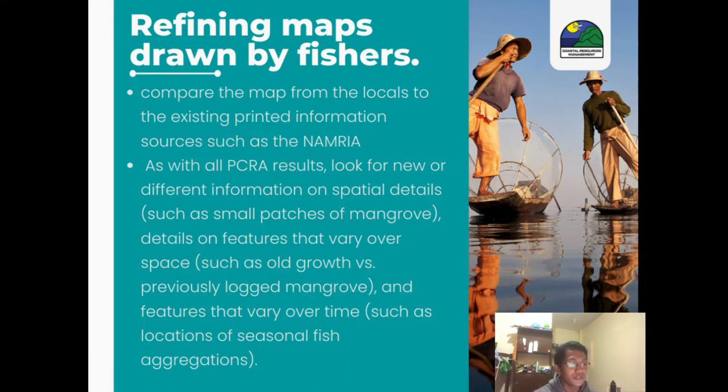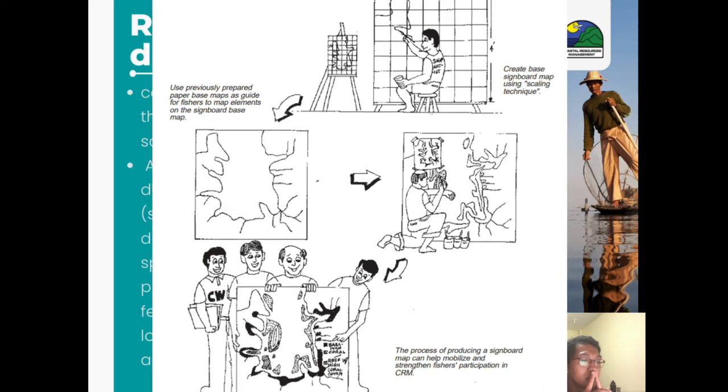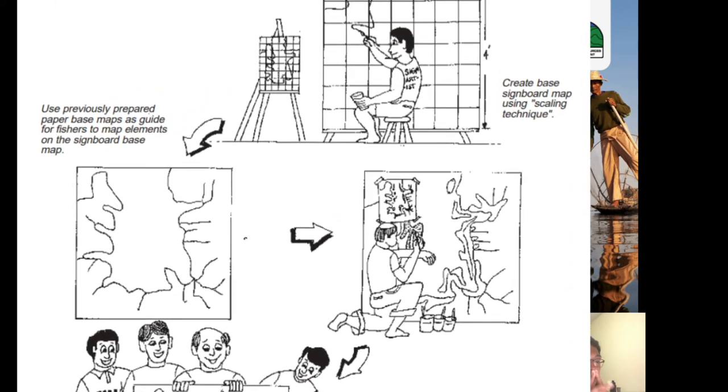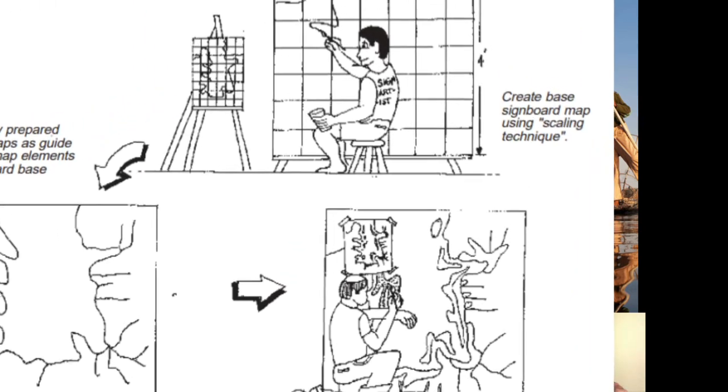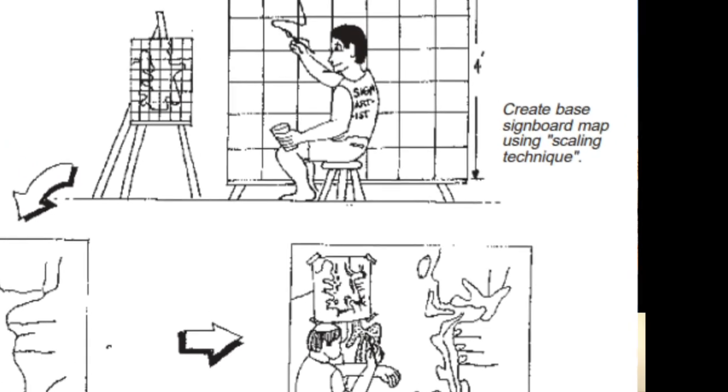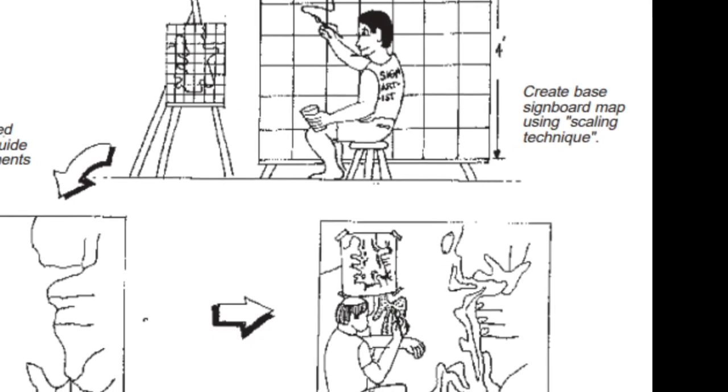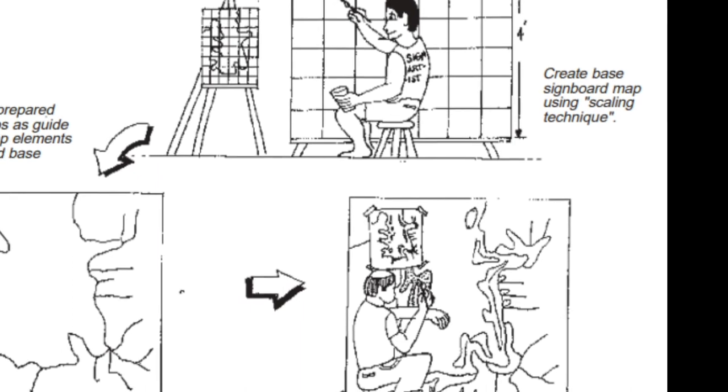Hello everyone! Let's proceed to the subtopic of mapping. Refining maps drawn by fishers. Once local fishers and other coastal resource users have completely drawn all the various features on the base maps, all of the details from existing printed information sources such as Namria maps can be shown to participants and compared to the maps the fishers have just drawn.